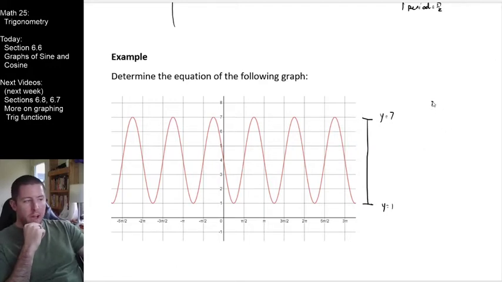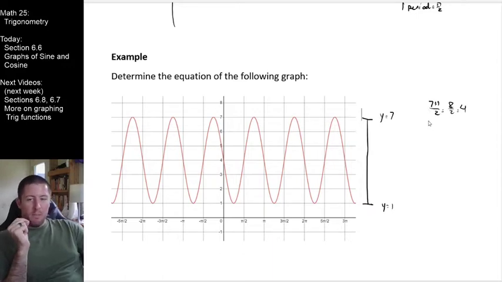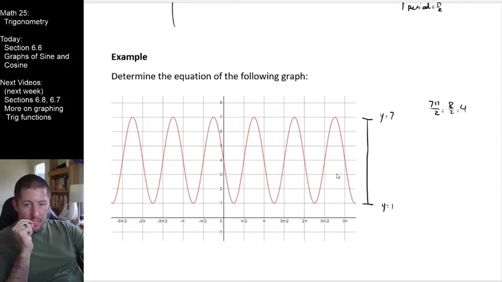Well, I can find their average. 7 plus 1 over 2 is 8 over 2, which is 4. That might have been unnecessary math here. I promise you next week we're going to get some situations where you'll probably have to do a little computation to find what's halfway in between. So I think this should be my midline, k equals 4.